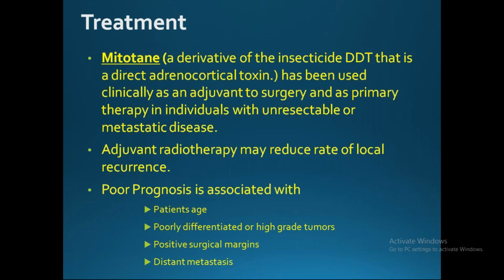The chemotherapy we use is the drug mitotane, which is a direct adrenocortical toxin, along with adjuvant radiotherapy. Adjuvant means giving radiotherapy along with chemotherapy. Poor prognosis is associated with older patients, poorly differentiated tumors, positive margins, and distant metastasis.